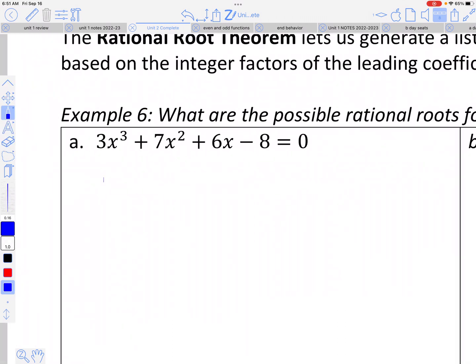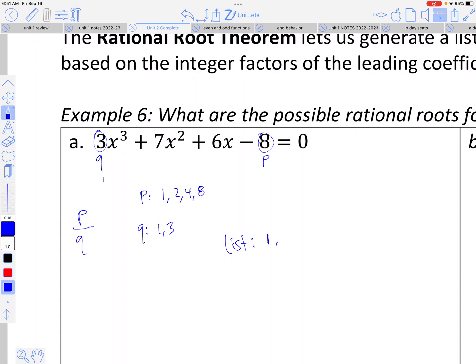So if you look at this, the first thing that you gotta do when finding the list of possible rational roots is identify your p, identify your q, because remember the list is every factor of p divided by every factor of q. So my factors of p are 1, 2, 4, and 8. Don't worry about the negatives. Remember, we'll take care of those at the end. And then the things that multiply to give me 3 are 1 and 3. So for my possible list, I'm going to take every p and divide it by every q.